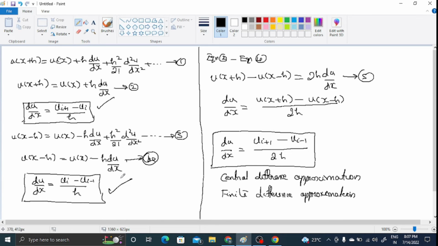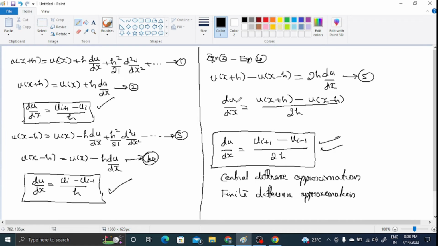If it is forward difference approximation, we have du by dx is equal to u(i+1) minus u(i) divided by h. If it is backward difference approximation, it is du by dx is equal to u(i) minus u(i-1) divided by h. And if it is central difference approximation, it is du by dx is equal to u(i+1) minus u(i-1) divided by 2h. Okay, so three different representations, and I told you we are going to use normally this equation.